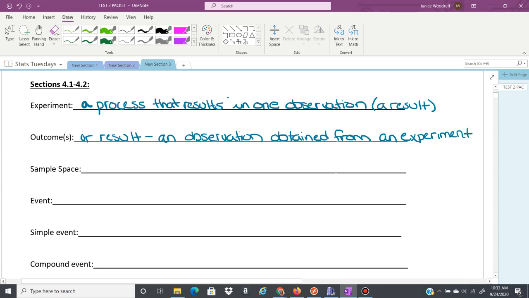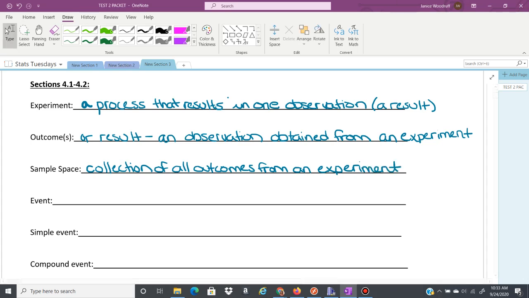Now, in an experiment, you have a sample space, which is your collection of all outcomes from an experiment. Okay, now in the sample space, I'm going to give you an example of that.